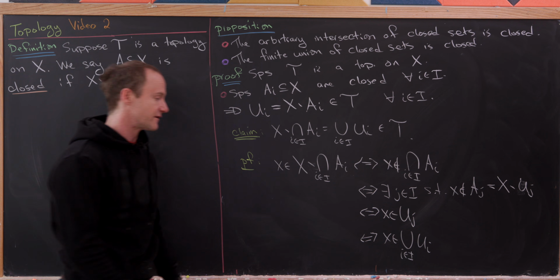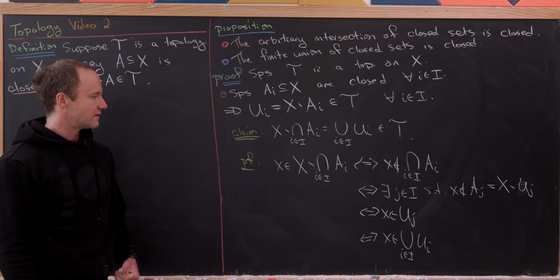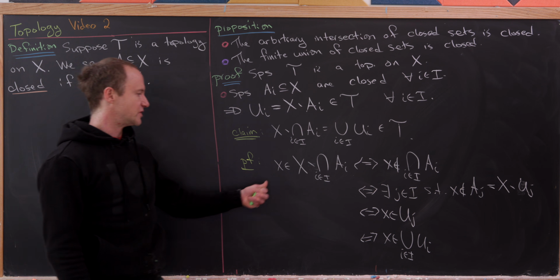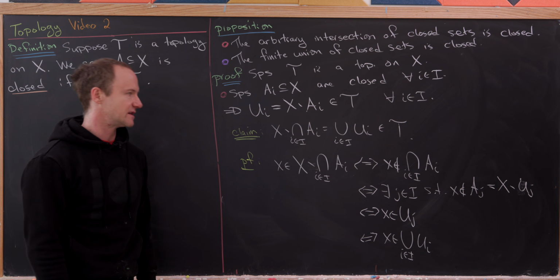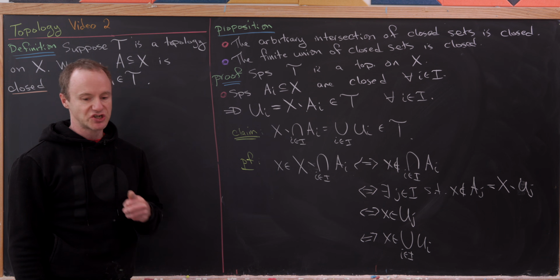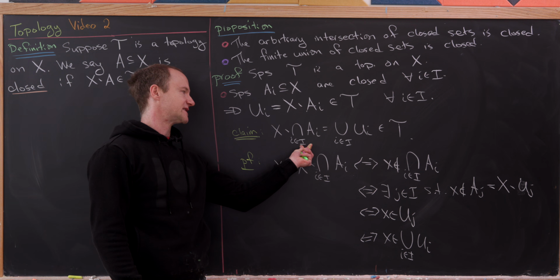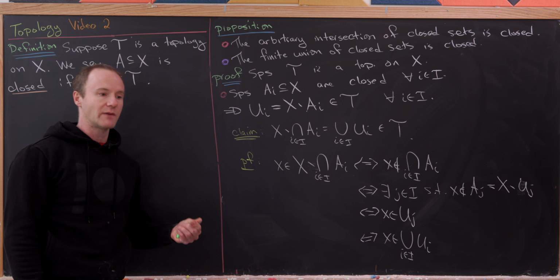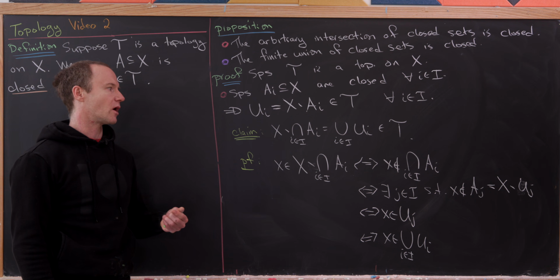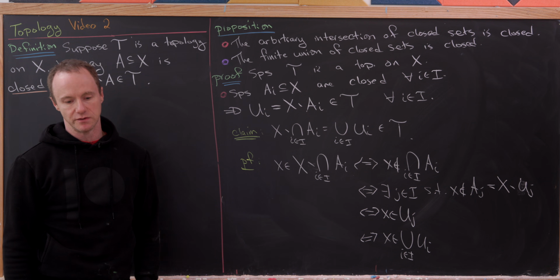It's in at least one of them, meaning it's in the union of them. But that's exactly where we needed to end up. We showed that x is in this left-hand side if and only if it's in the right-hand side. And just to reiterate, we showed that the complement of this intersection is an open set, but being the complement of an open set means that you are in fact a closed set. So this intersection is a closed set.